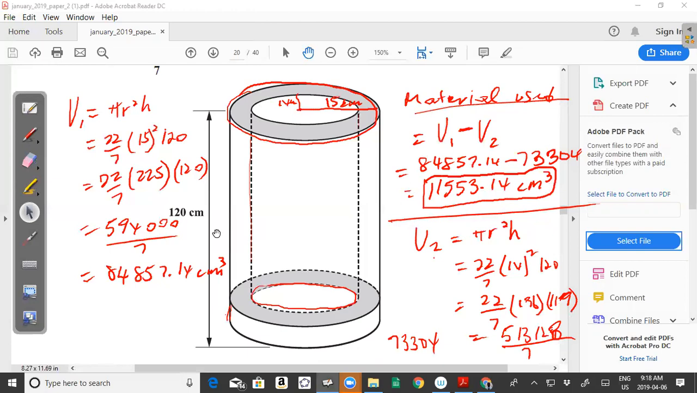And here, the internal capacity stops right there. But as you already know, there's a 1 centimeter thickness at the bottom there. So we have to subtract that in order for us to get the correct height for the internal cylinder. Okay, so let's continue. So this will be the answer, 11,553.14 centimeter cube.